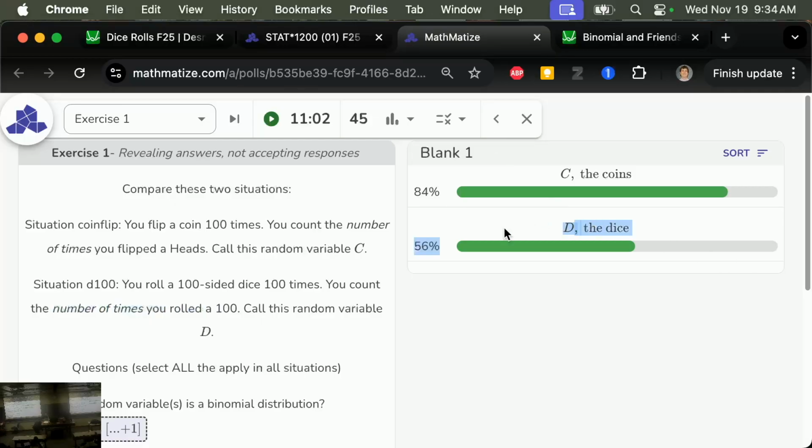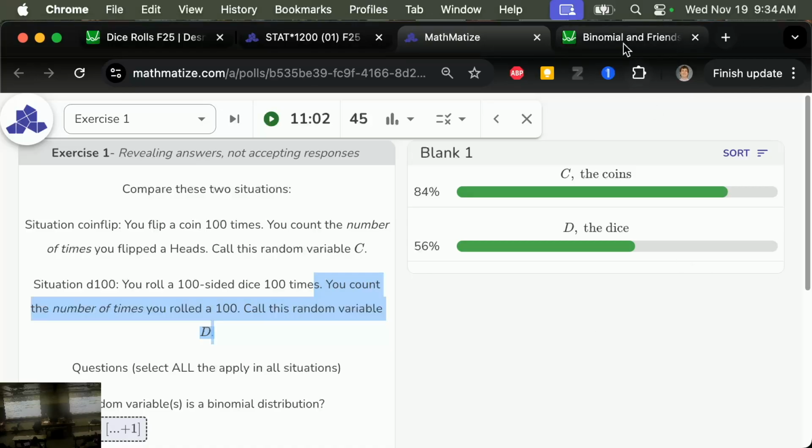So some people got tricked by that. No, good. We're learning. I think when you put them next to the coins, and I say D the dice, you might think I'm talking about the sum of the dice, which is definitely not binomial, and that's probably why people got tricked by that. But I'm talking about the situation with the dice, where we're still counting the number of things. That's why it's still binomial.